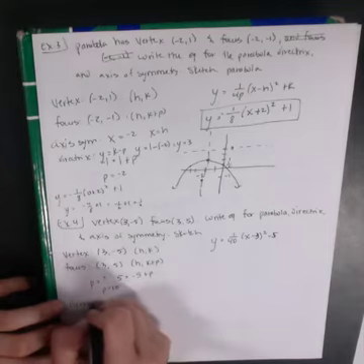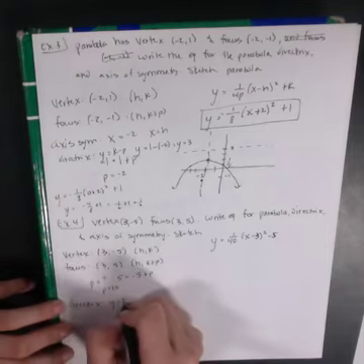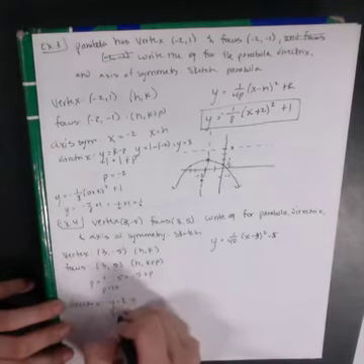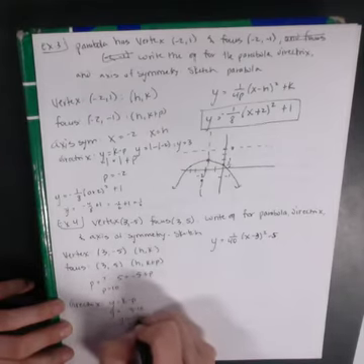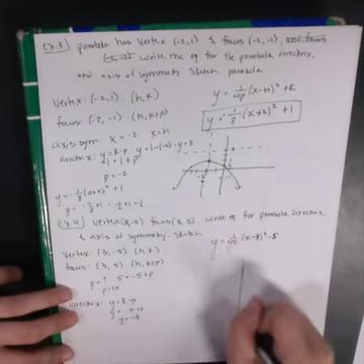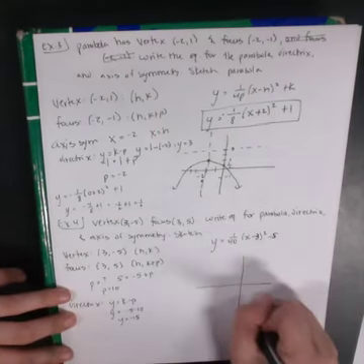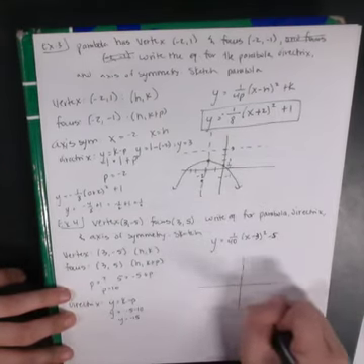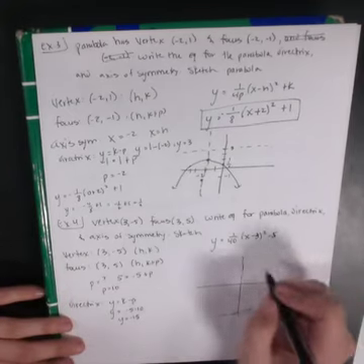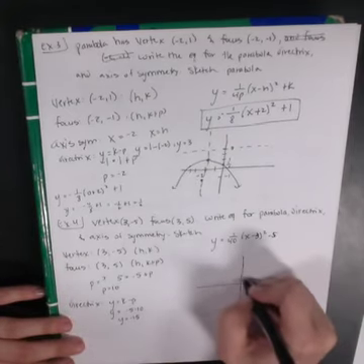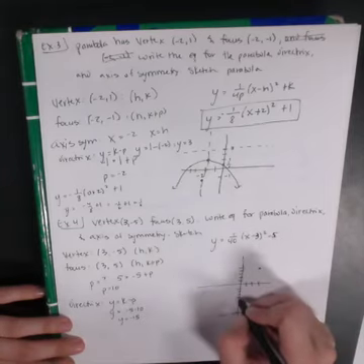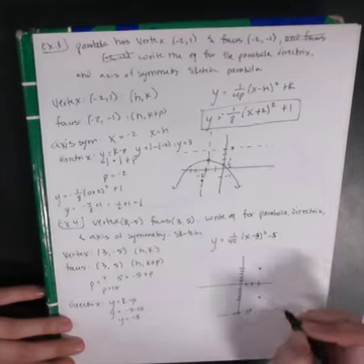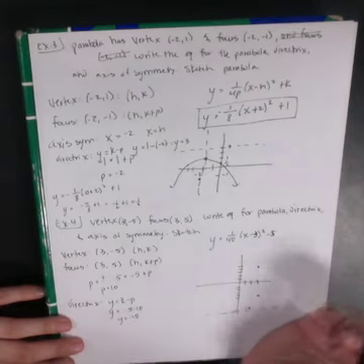My directrix is y equals k minus p, so I'll have y equals negative 5 minus 10, so y equals negative 15. So on my graph, I'm going to say this is negative 15. My focus, I have (3, 5), and my vertex is (3, -5). I have an upward facing parabola.